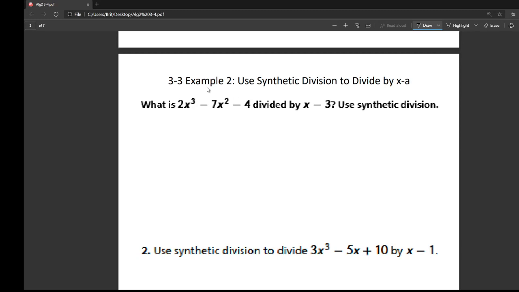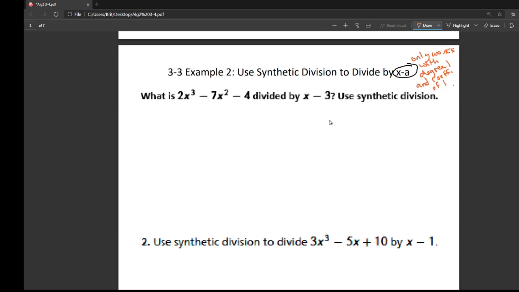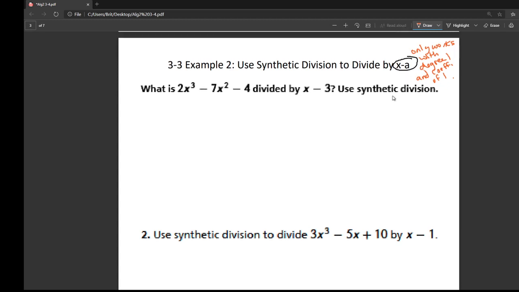In today's video, I'm covering example 2 from section 3-3 in the SavvasRealize Algebra 2 textbook. In this video, I'm covering synthetic division in order to divide by x minus a. So be aware, synthetic division only works with degree 1 and coefficient of 1. Synthetic division is a lot faster than long division, but it's restricted by what you can divide by.